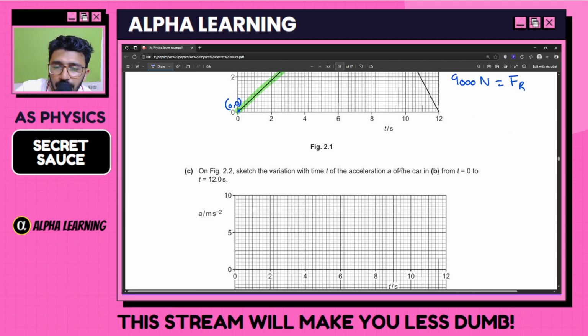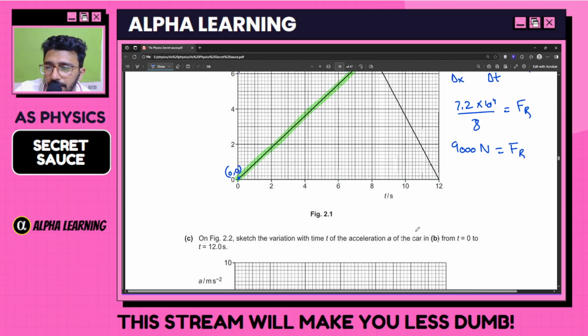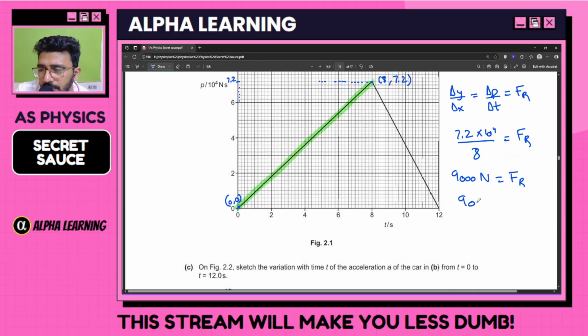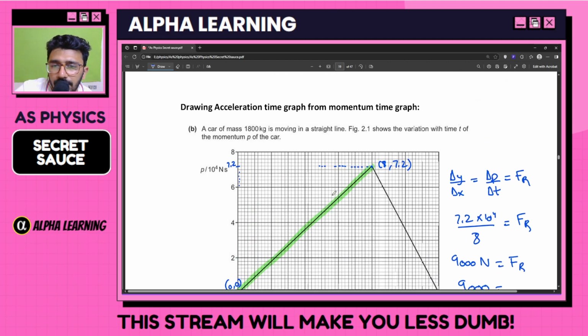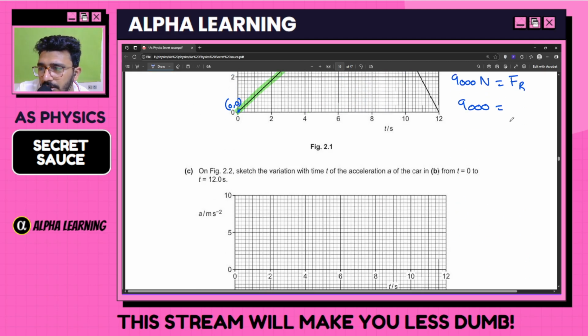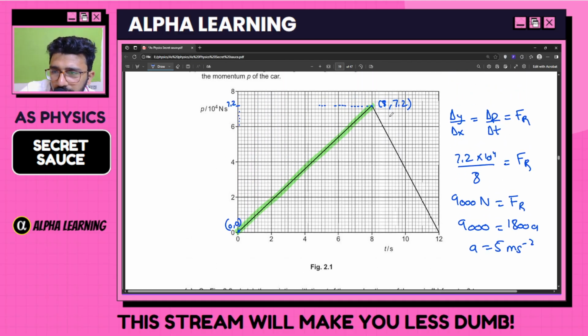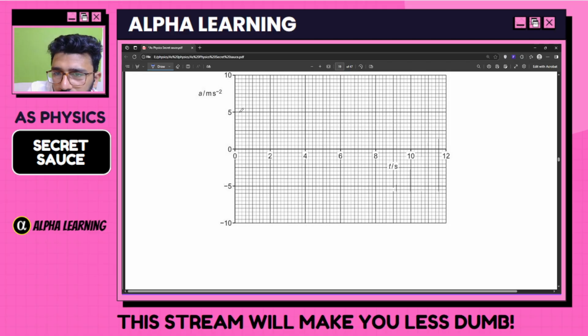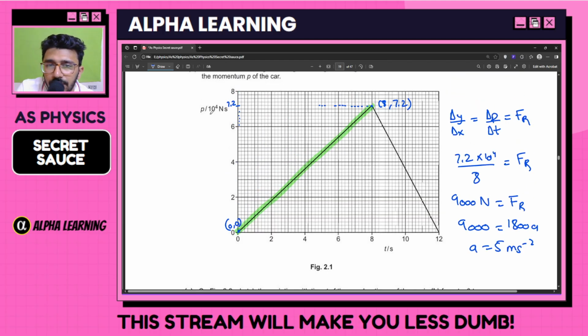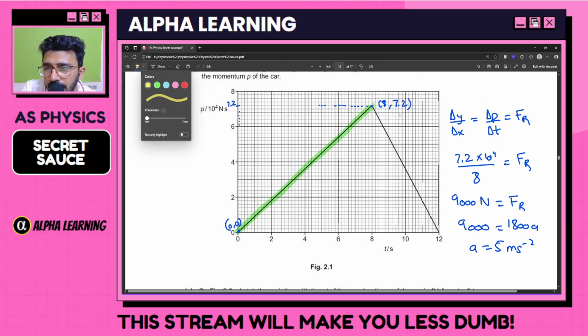But you don't have to draw the graph of resultant force, you have to draw the graph of acceleration. So 9,000 is equal to mass into acceleration. What is the mass? 1800. Mass, that is 1800 into acceleration. 9,000 divided by 1800, what does the acceleration come out to be? 5 m/s². So for the first 8 seconds your acceleration will be 5 m/s², somewhat like this.